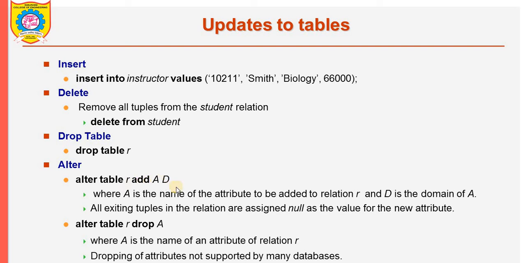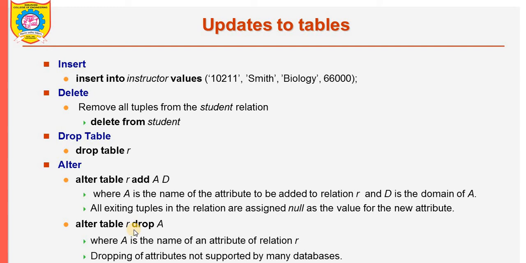Add A D means if the existing table is R and we are going to newly add an attribute, A is the attribute or column to be added to the relation R, and D is the domain of A. So A is the name of the column and D is the data type of A. Let us say roll number and integer. All existing tuples in the relation are assigned null as a value for the new attribute. If there are existing other columns and this is the newly added column A, then all values of A will be null, meaning values are not defined.